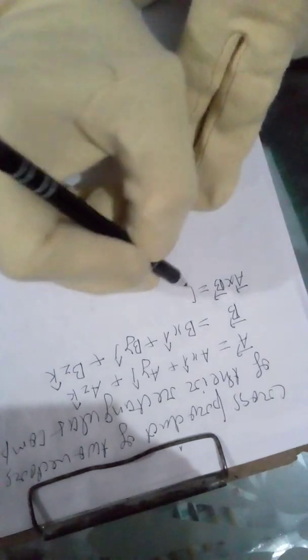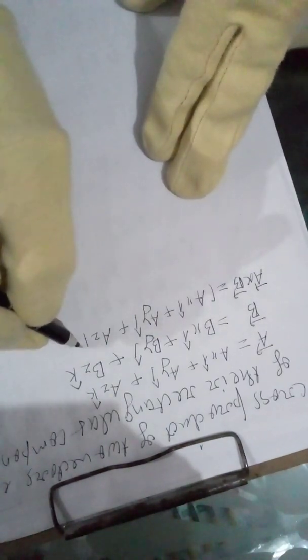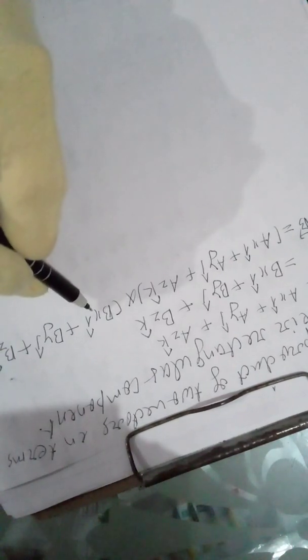The vector A cross vector B is equal to (ax i cap plus ay j cap plus az k cap) cross (bx i cap plus by j cap plus bz k cap). Now take the first term and multiply it with the first, second and third terms.